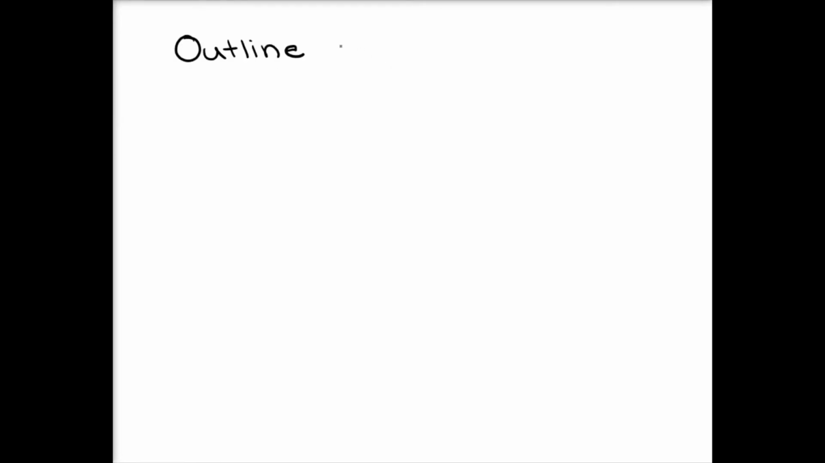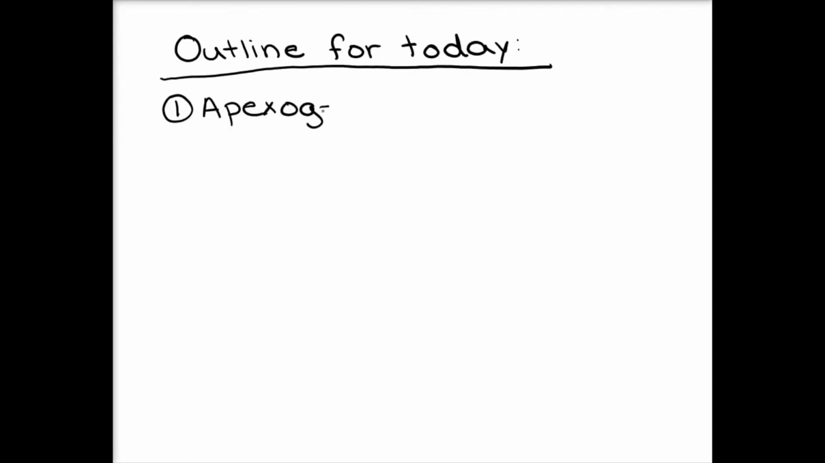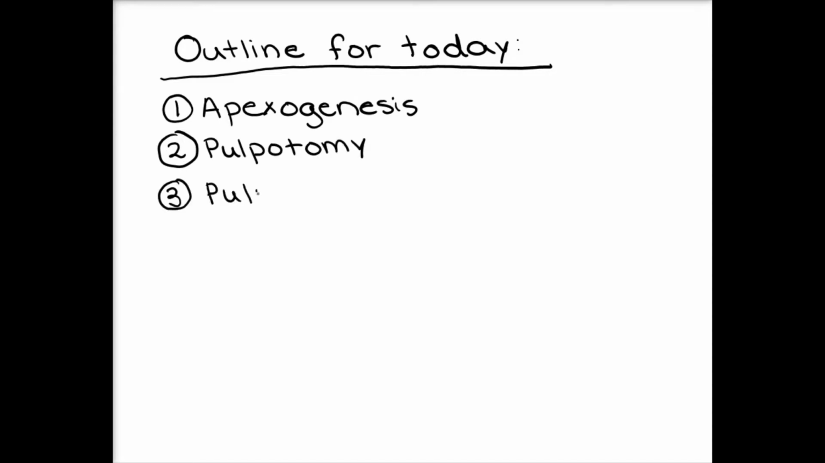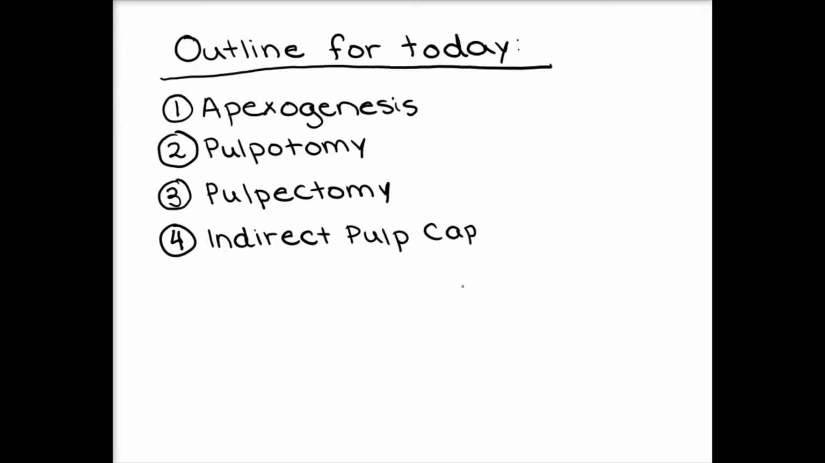Today we'll be going over the 6 vital pulp therapies as listed in the Guide to Clinical Endodontics put forth by the AAE. These include apexogenesis, pulpotomies, pulpectomies, indirect, and direct pulp caps. First, we'll start with apexogenesis.